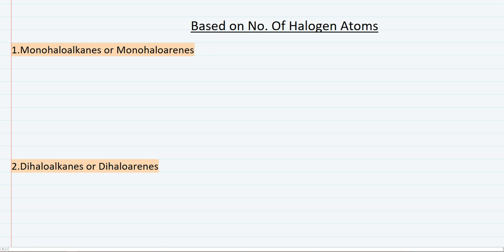Based on the number of halogen atoms, if you have one halogen atom present in your compound, you say that it is a monohaloalkane or a monohaloarene. Mono means one, and halo means your halogen atom. So if you have one halogen atom present in your compound, it is a monohaloalkane or monohaloarene. I'll give you an example of a monohaloalkane.